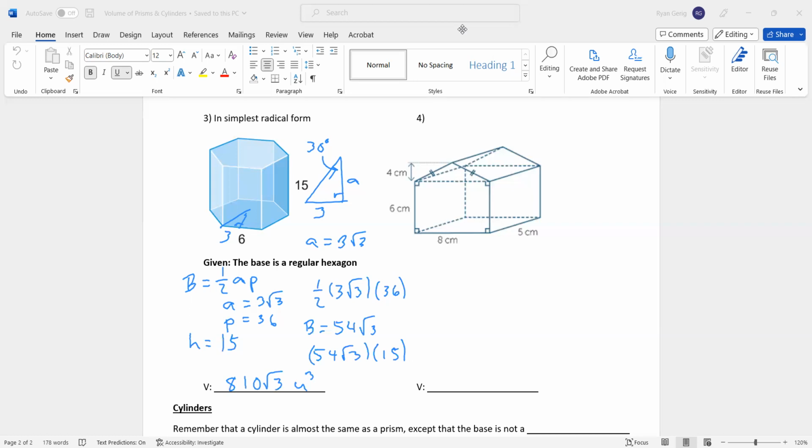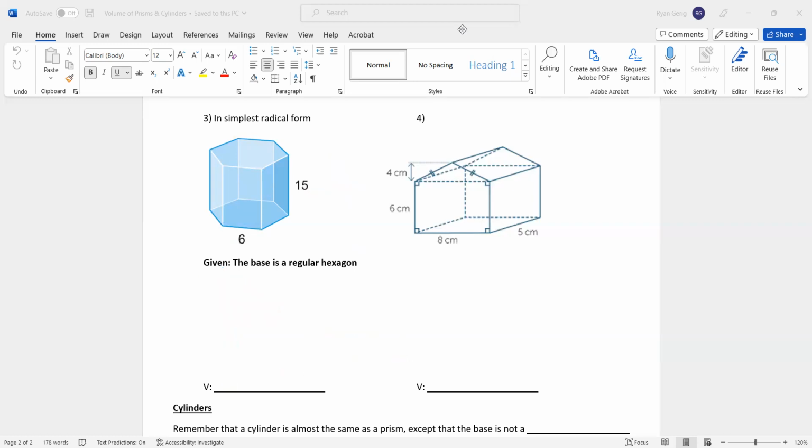Okay. Last one before we do cylinders is a different shape. It's kind of a combo shape, composite. So we've got a rectangular prism and a triangular prism on top. So I'm going to draw the base two-dimensionally. Okay. I'm going to label it 6, 8. The height of the triangle is 4. And that's all we need to find the area of that base.